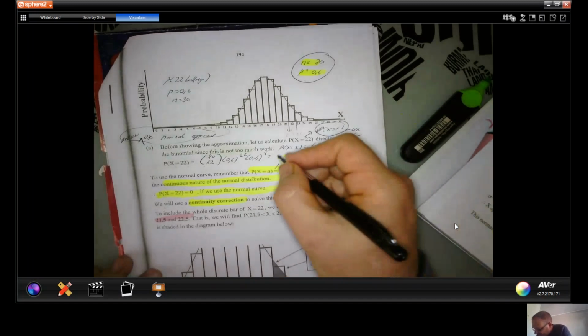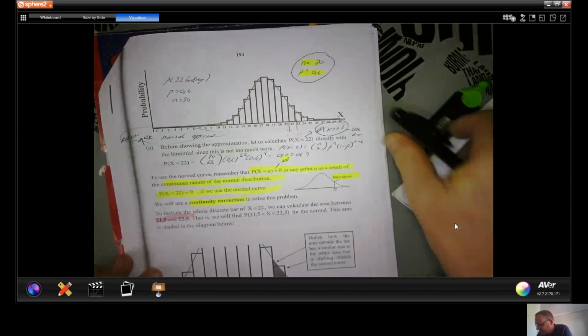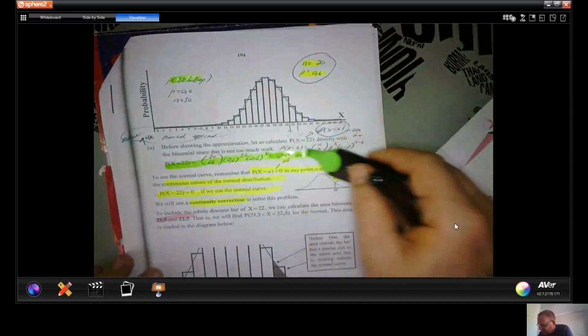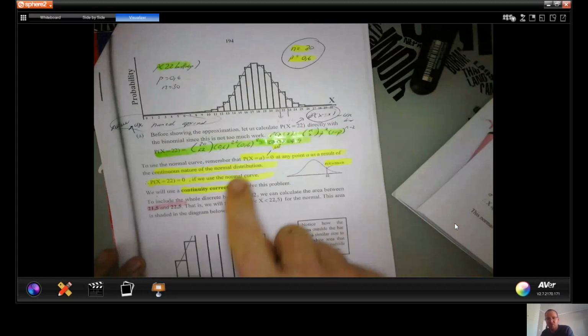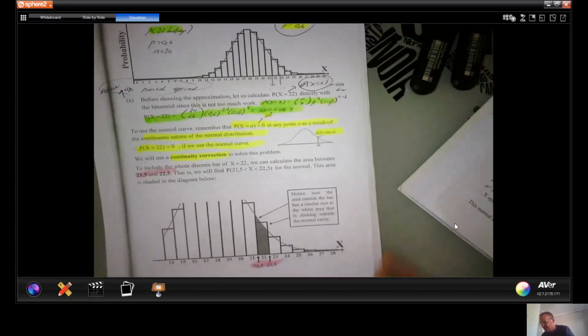0.05049. That's the probability of getting exactly 22 bullseyes, right? So that's how you would do it. For any individual score, it's pointless using the normal approximation. Okay, that's what you would do, right?